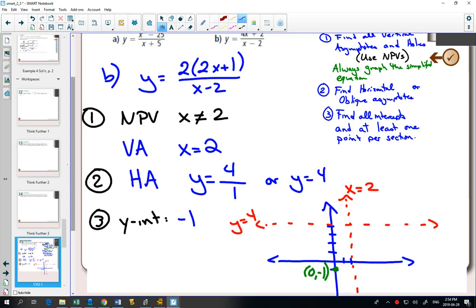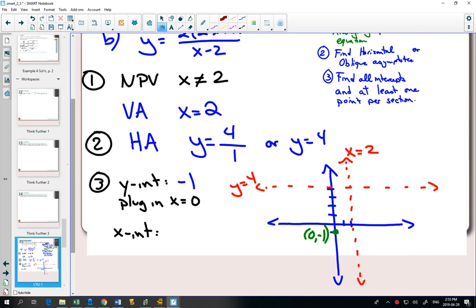So 0 minus 1 is my y-intercept. And just as a little reminder here, we find a y-intercept by plugging in 0 for x. Next, you want to find your x-intercept or x-intercepts. Same idea, but now we plug in 0 for y, and we get this equation.